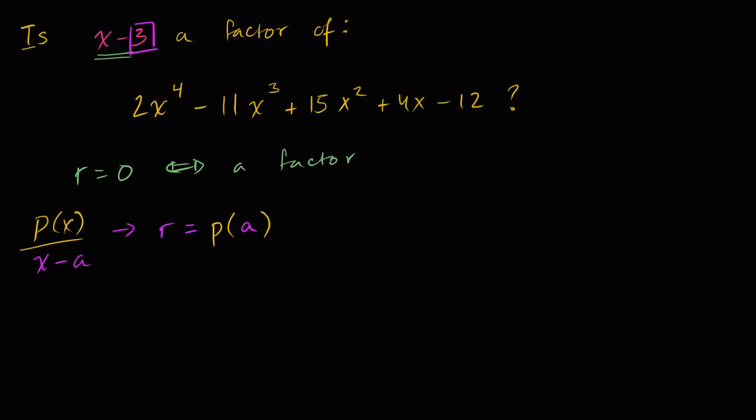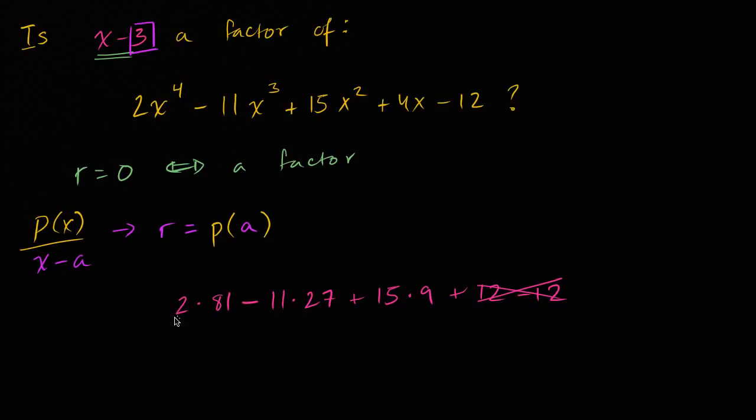I'll do it all in magenta. It might be a little computationally intensive. So it's going to be 2 times 3 to the 4th power. 3 to the 4th, 3 to the 3rd is 27, 3 to the 4th is 81. 81 minus 11 times 27. I probably should have picked a simpler example, but let's just keep going. Plus 15 times 9 plus 4 times 3 is 12 minus 12. So lucky for us, at least those last two terms cancel out.